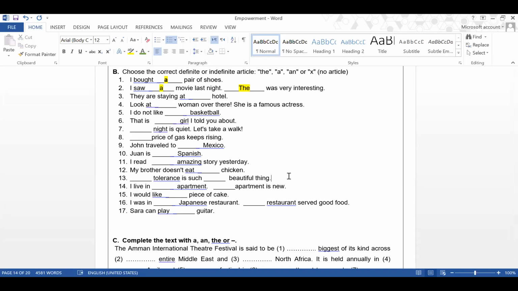Okay. When I say, the school will not be open tomorrow, why? Because I know the school. Which school? I know that you know that I mean Mayar school. Okay. It's known between both of us. So I use the article the.